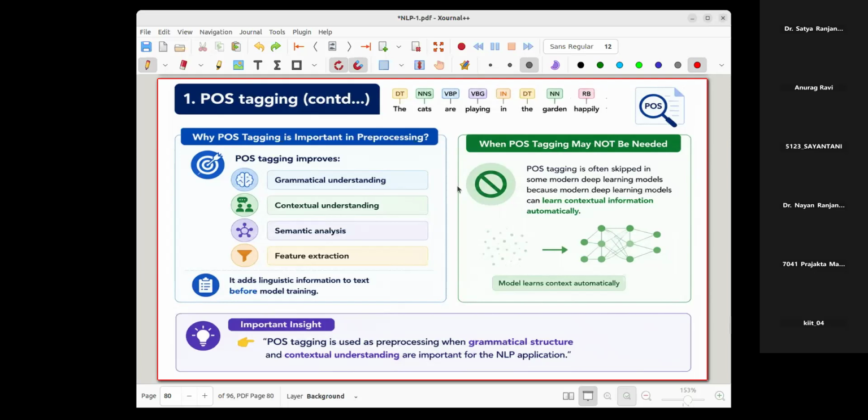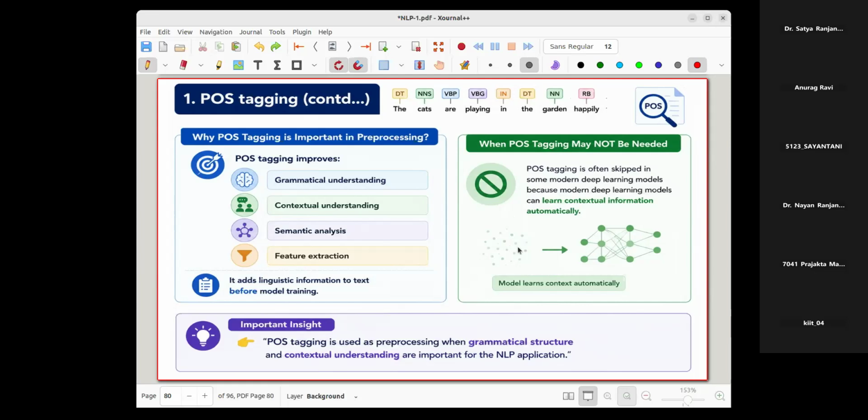And when should we not use it? POS tagging is often skipped in some modern deep learning models, because modern deep learning models can learn this contextual information automatically. We'll see when we discuss the advanced NLP part why we don't need POS tagging and many other things, because the feature engineering part is also different there. We will discuss that.